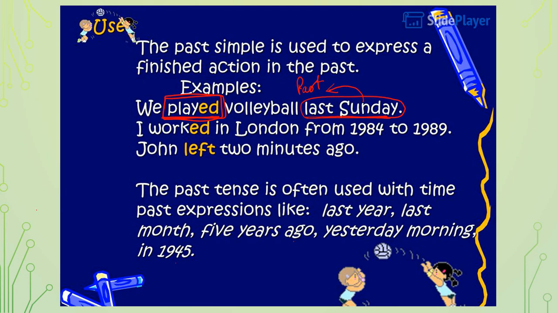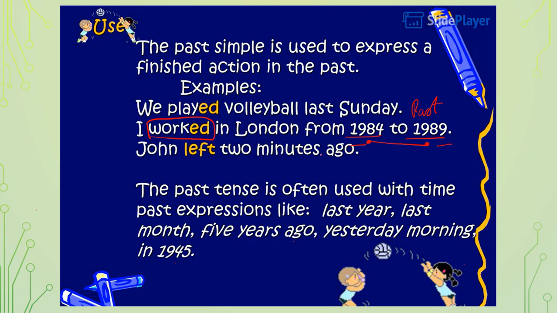Now in the second sentence also you will see, I worked in London from 1984 to 1989. This is the starting point, this is the ending point. So this has already happened in the past. 1984 and 1989, they are gone. They're already gone. They are in our past. So that is why the verb we will use here will be in the past tense.